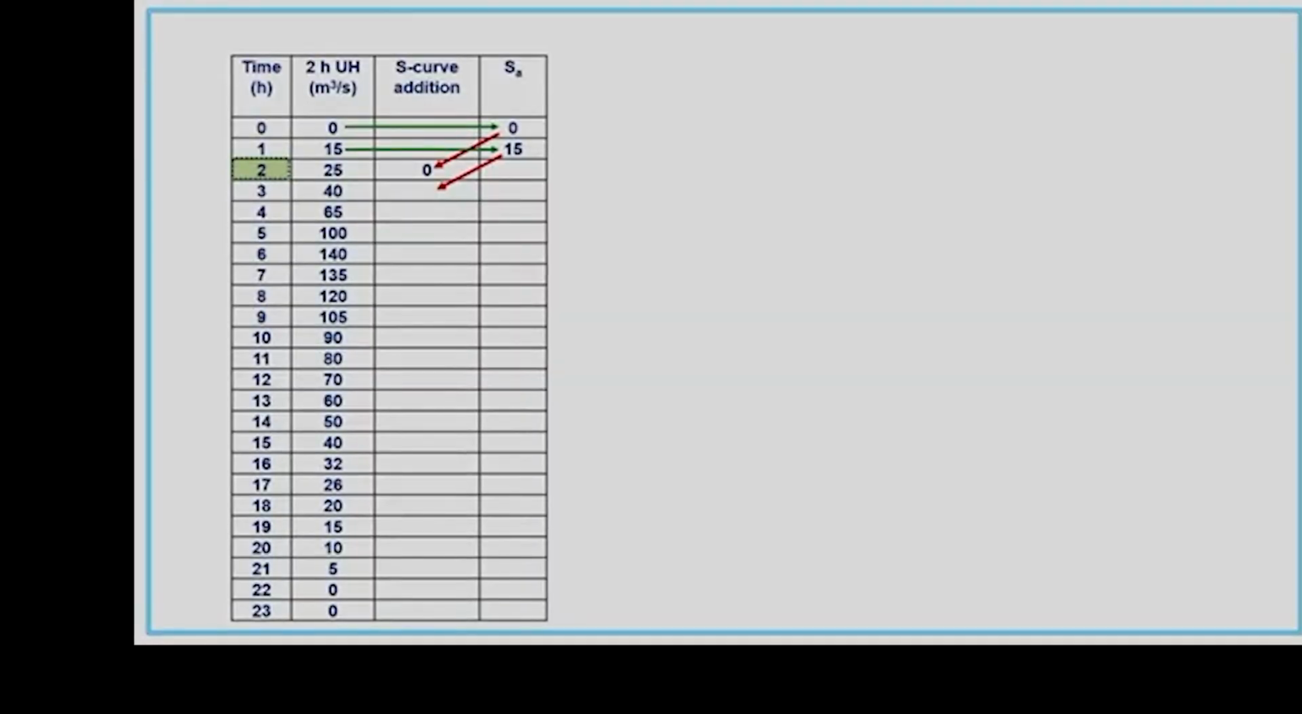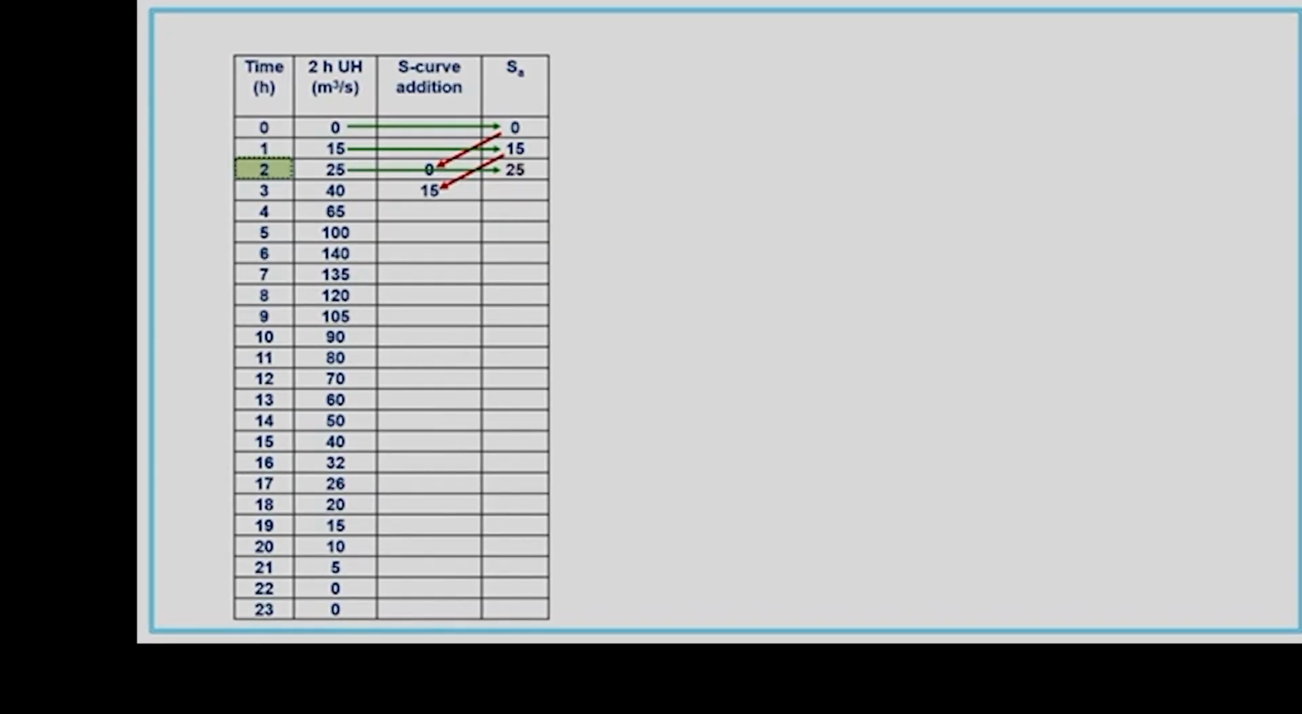If you are not sure about that, you need to make the S curve addition column and put it corresponding to that time. So, 15 you will be putting over here. From the next step onwards there will not be any confusion, and you can get the next ordinate corresponding to the S hydrograph by adding 25 plus 0, and the next one will be 40 plus 15, that is 55. In that way we will proceed and get the ordinates corresponding to the S hydrograph.